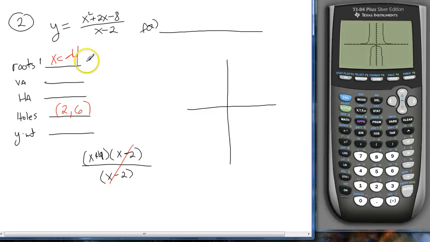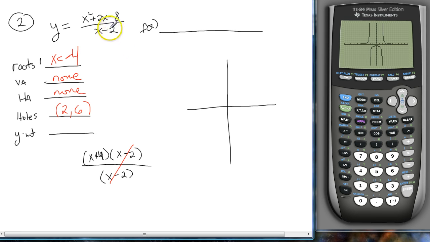What else we got? Vertical asymptotes. Vertical asymptotes are whatever's left downstairs. There is nothing downstairs. This does not have a vertical asymptote. Horizontal asymptote. You have 3 cases. If the degree is bigger downstairs, it's the x-axis. If the degree is bigger upstairs, there is no horizontal. So the degree here is a 2, degree here is 1. So there is no horizontal.